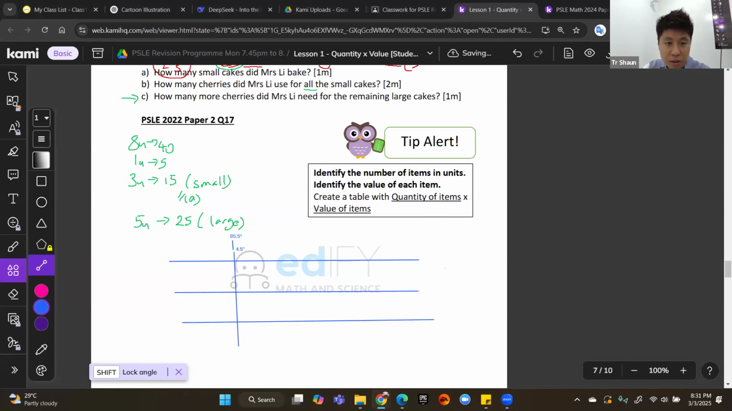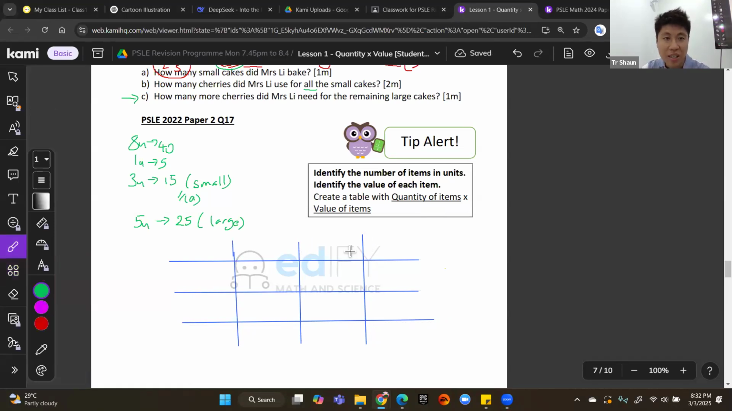Let's look here. What do we want to put at the side? Who can tell me what to put at the side? How to label the grid? Rochelle, you want to tell us how to label the grid on this side? What should we put here? Where my cursor is? Here.